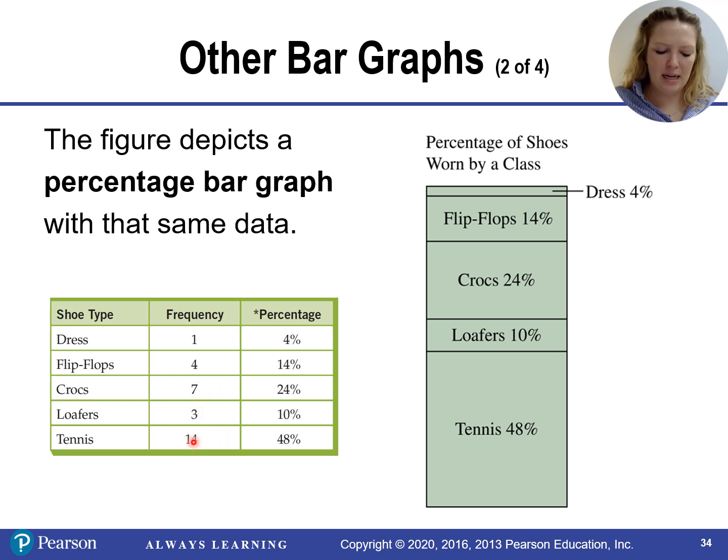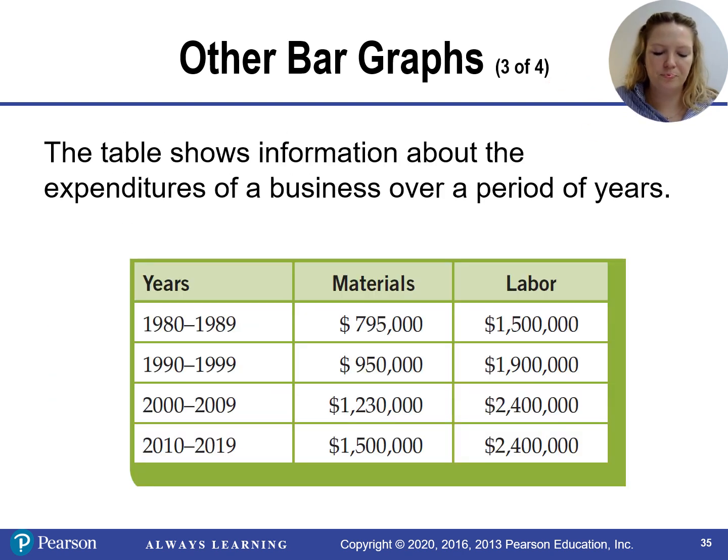7 plus 3 is 10. 10 plus 14 is 24, plus 4 is 28, plus 1 is 29. So 1 out of 29, or 4%, were wearing dress shoes. 4 out of 29, or 14%, were wearing flip-flops. And so I would get the proportional length of my bar to show how many students were wearing which kinds of shoes.